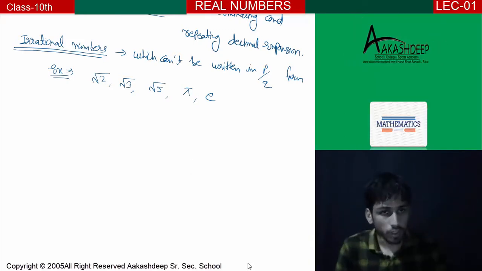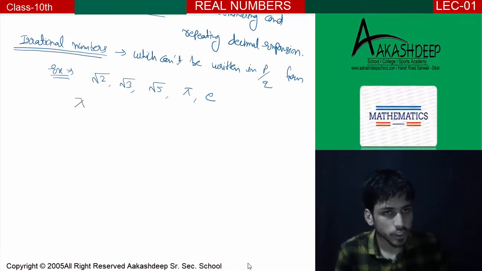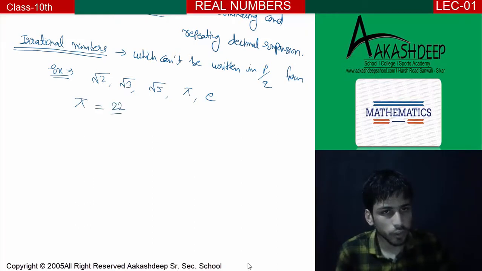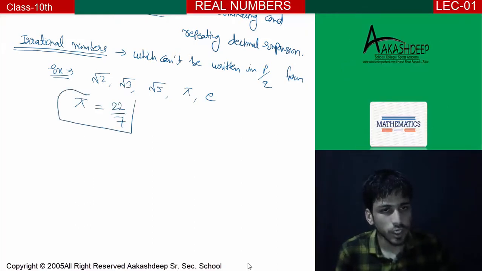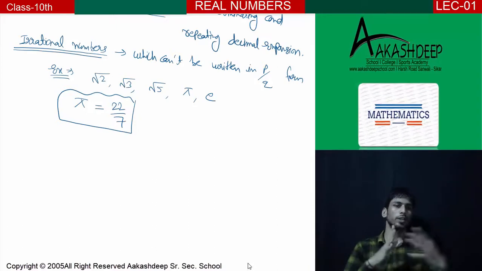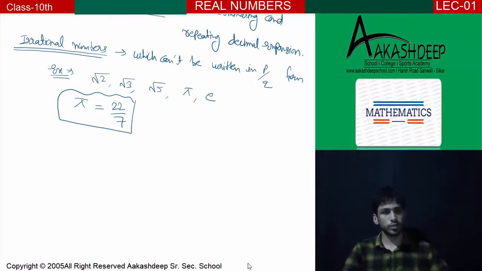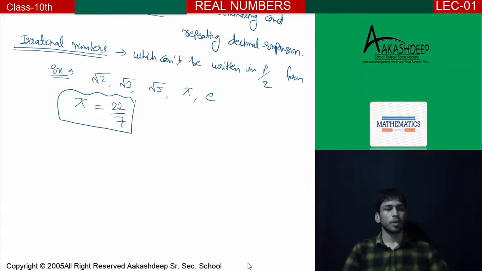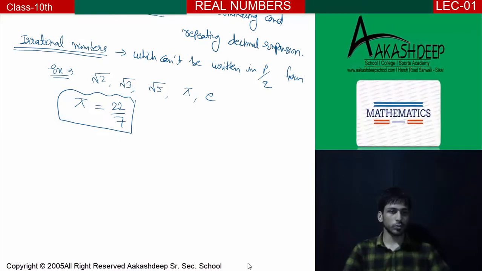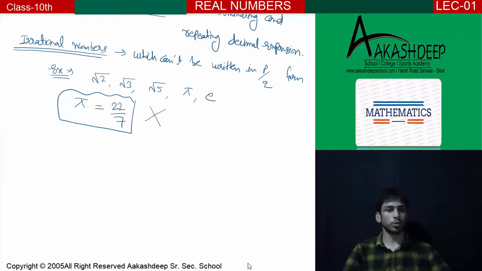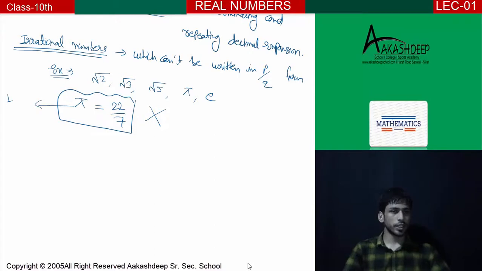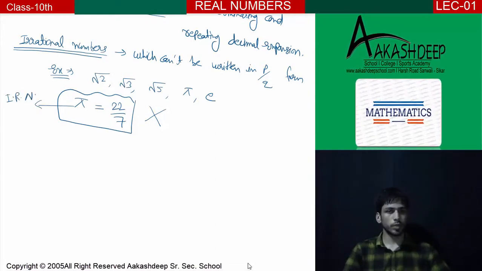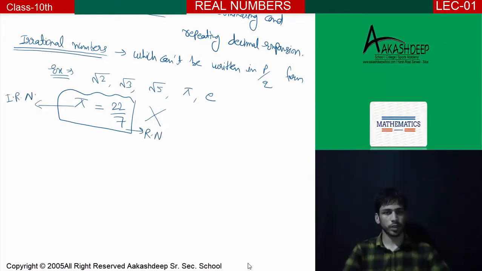Here one important thing to notice is pi equal to 22 by 7. Actually in earlier classes we have studied, while finding the area of circles, in so many places we have used pi equal to 22 by 7. But the statement pi equals 22 by 7 is a wrong statement, because pi is an irrational number, whereas 22 by 7 is a rational number.